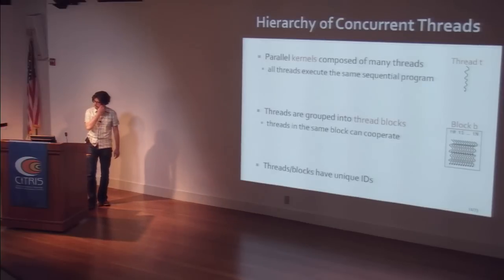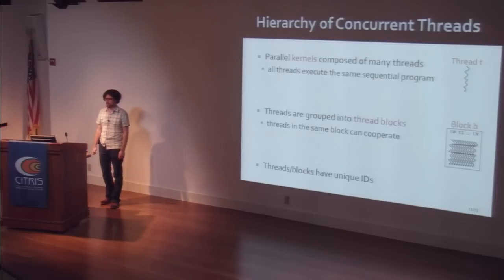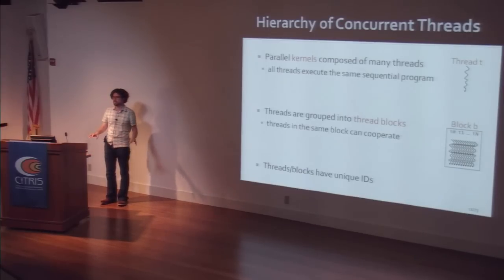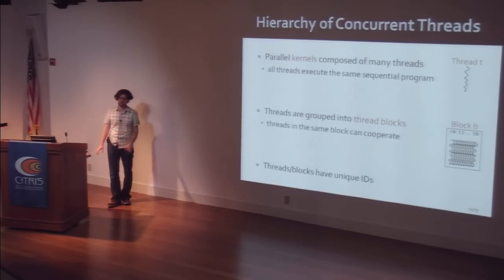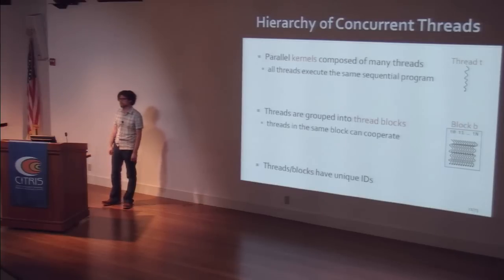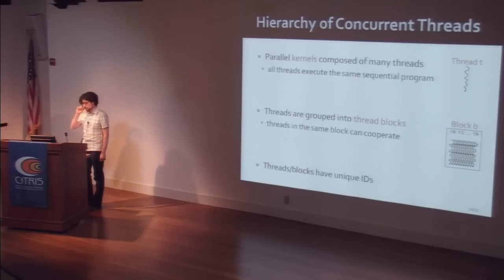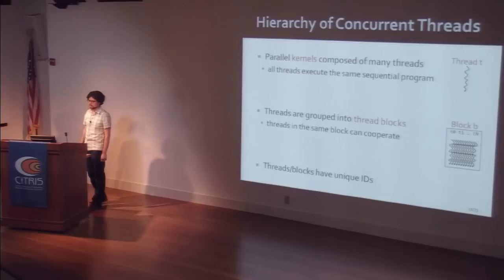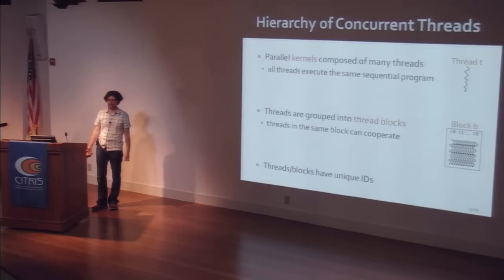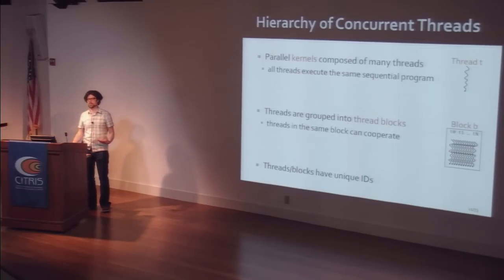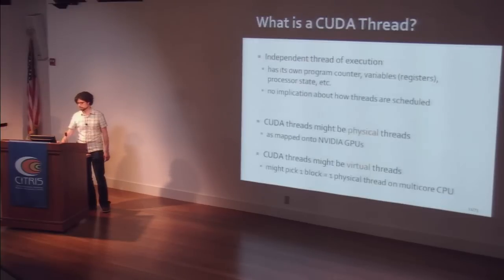Okay, so let's talk about the CUDA programming model. So we have a hierarchy of concurrent threads. We're going to write what we call a kernel, and it's going to be explicitly parallel. So from the get-go, we're not writing a sequential program, we're writing a parallel program, and all of the threads of this parallel program are going to start out at the same place. These threads are going to be grouped into thread blocks, and threads in the same block can cooperate. And every thread and every block has a unique ID that we can query. So we can say, which thread am I and which block am I? And we can use that to do things.